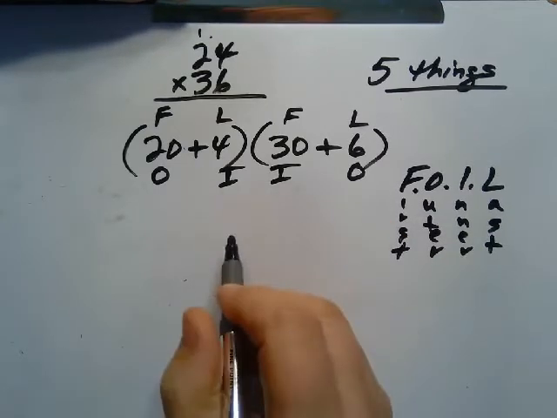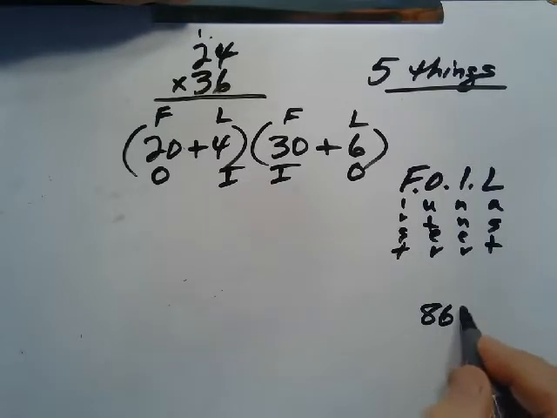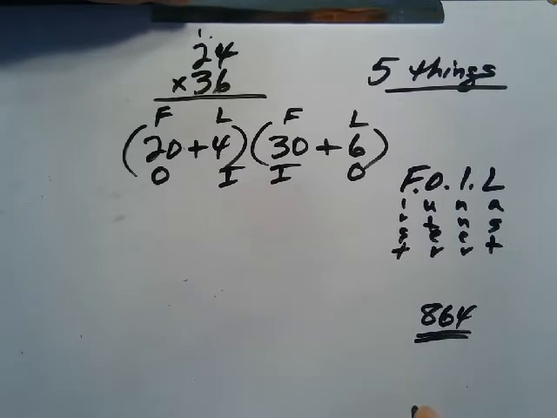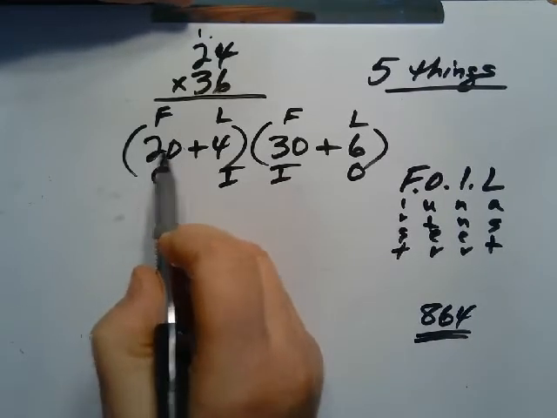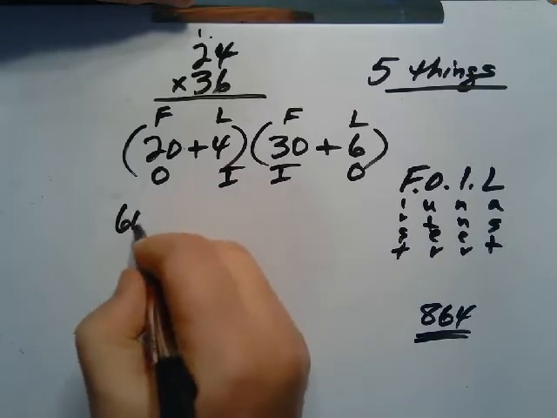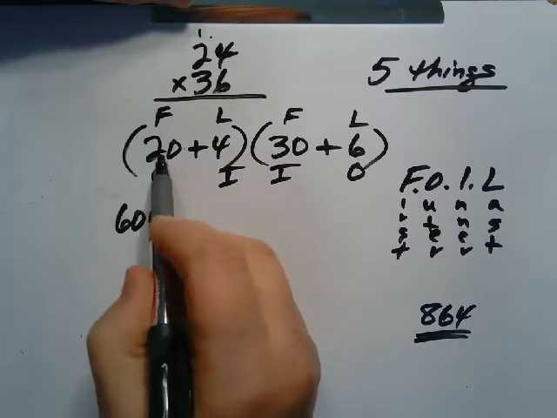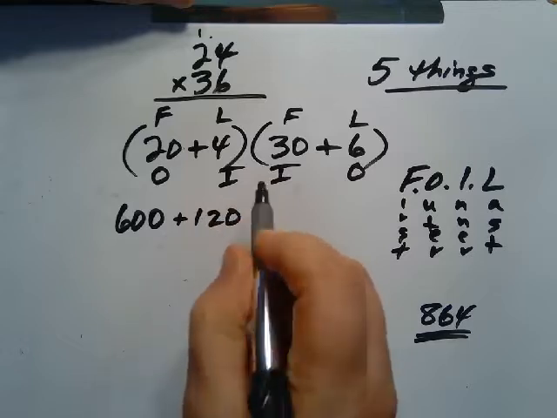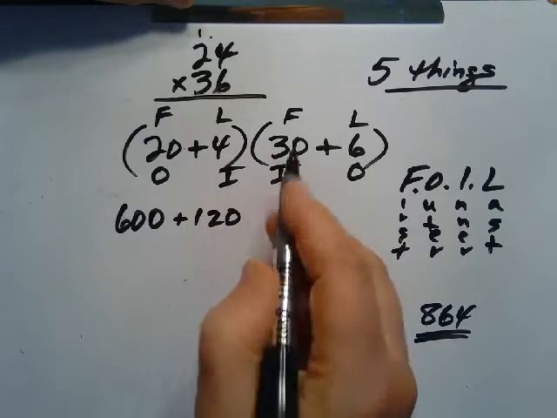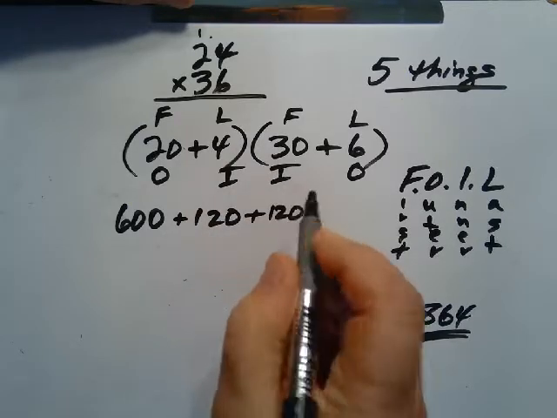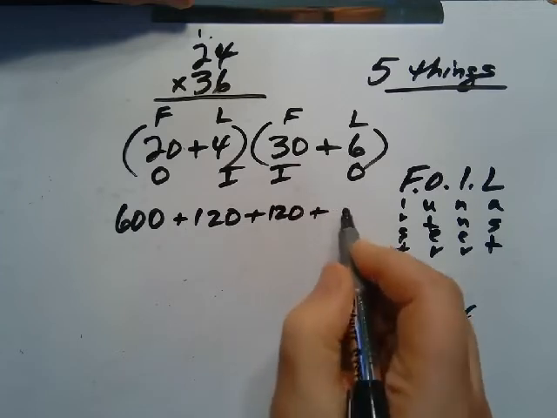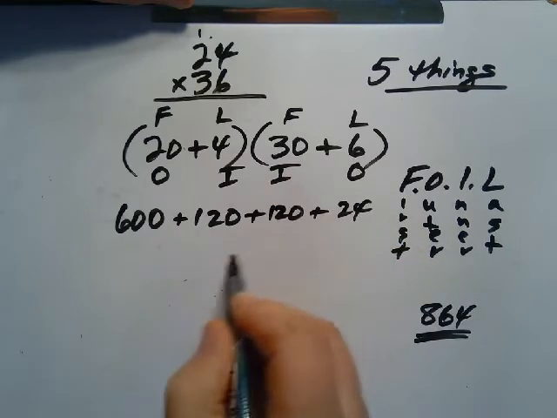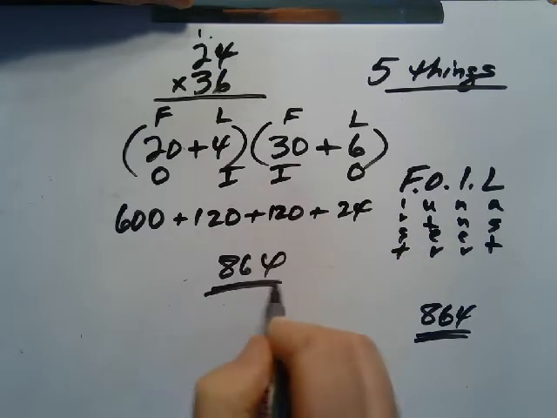And if we multiply these together, we're looking for the number 864 because that's what we got before. So here we go. First, 20 times 30 is 600. Outer, 20 times 6 is 120. Inner, 30 times 4 is another 120. And last is 4 times 6 or 24. And again, you see that we get 864.